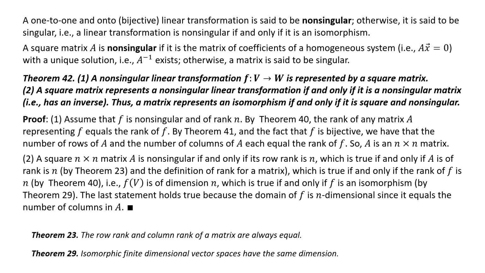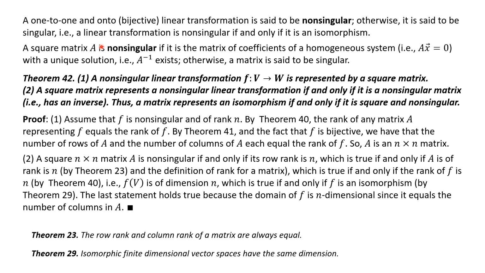We have a couple of definitions and then a theorem related to these. A 1-to-1 and onto linear transformation is said to be non-singular. Otherwise, it is said to be singular. So in other words, non-singular and isomorphism mean the same thing for a linear transformation. You'll see these used interchangeably.